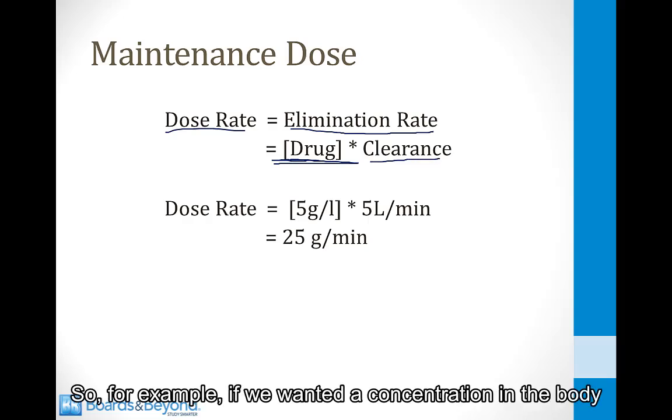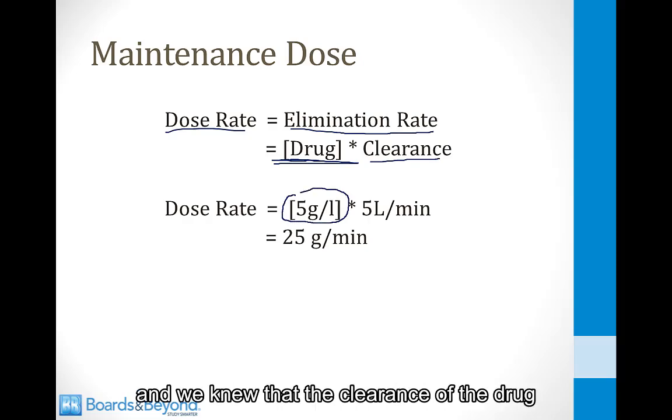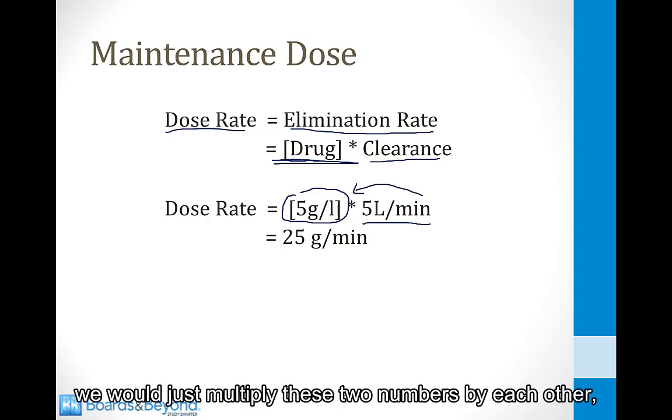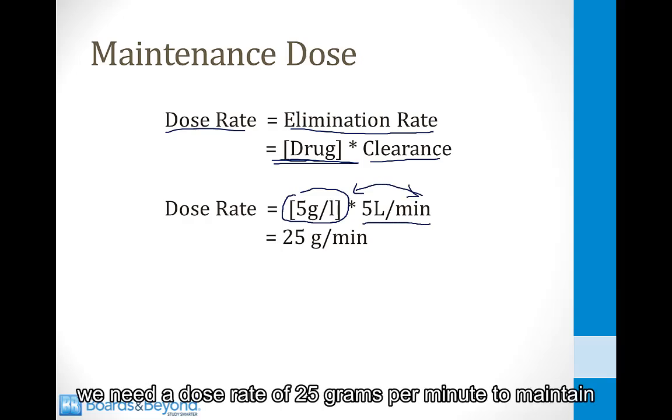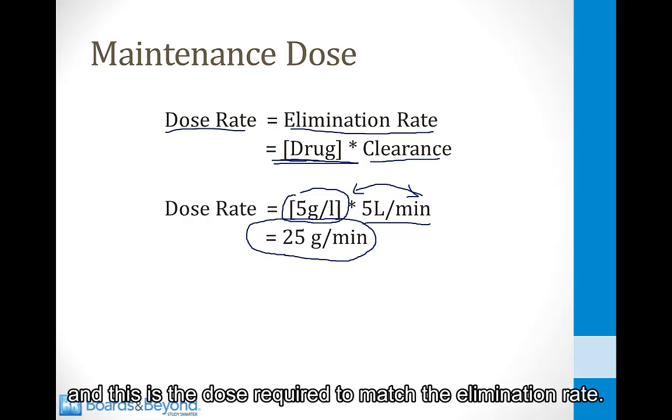So for example, if we wanted a concentration in the body of 5 grams per liter, and we knew that the clearance of the drug was 5 liters per minute, we would just multiply these two numbers by each other, and we would get that we need a dose rate of 25 grams per minute to maintain this level of 5 grams per liter inside the body. And this is the dose required to match the elimination rate.